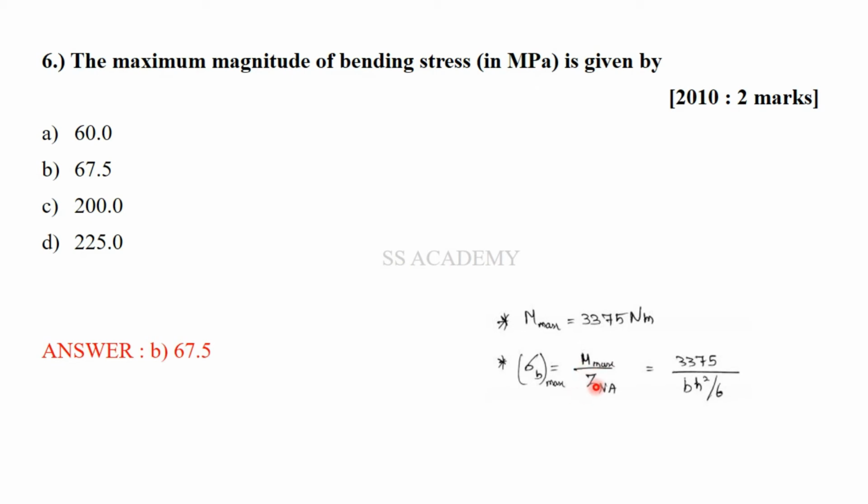The section modulus of the neutral axis is given as BH squared by 6. 3375 divided by BH squared by 6. Just by substituting the values, you will be getting the maximum magnitude of bending stress as 67.5 megapascal.